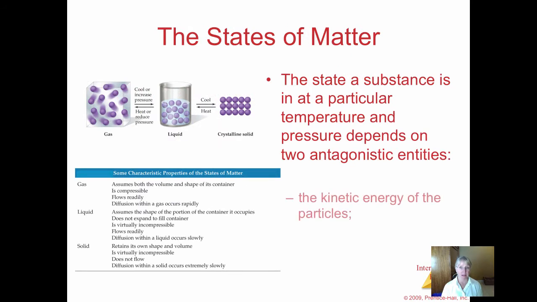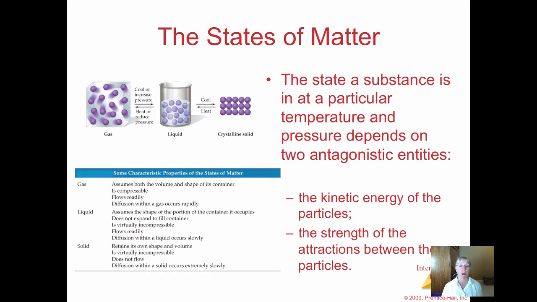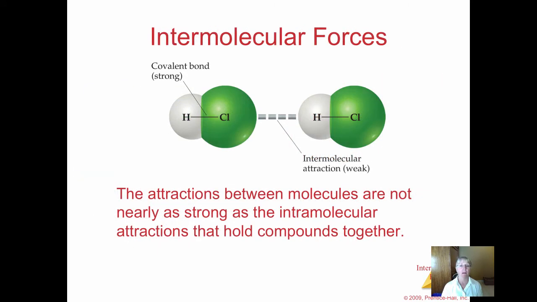And the state of a substance at a particular temperature and a particular pressure depends upon two things. It depends upon how much kinetic energy they have, and also what we're going to focus on now, the attractions between particles. So make sure you're familiar with the characteristic properties of some states of matter as are summarized in this chart below. So let's make sure we know the difference between inter and intramolecular.